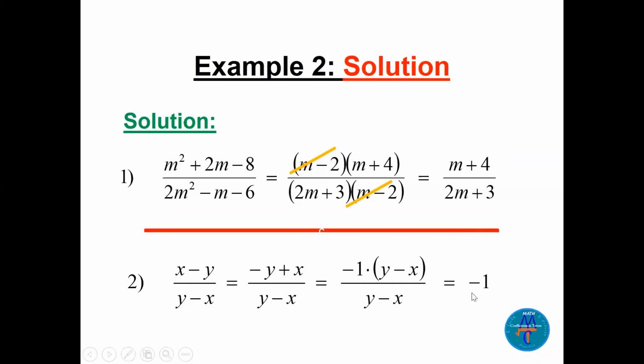Altogether, it's minus 1. So always when you see two numbers subtracted in different ways and you divide them, you get minus 1, always. If you have a minus b over b minus a, directly you can go to minus 1. This is the explanation here.